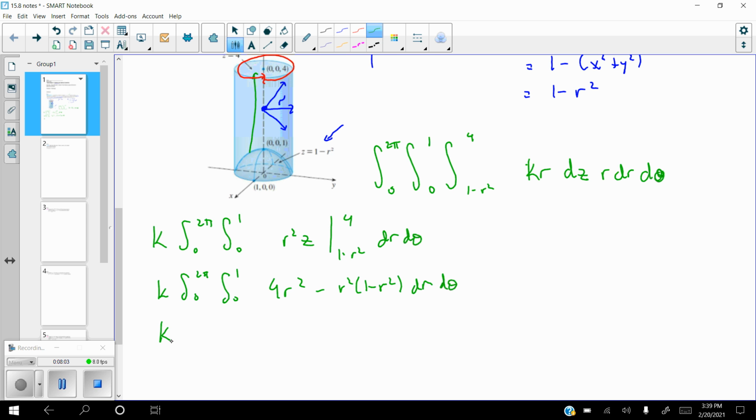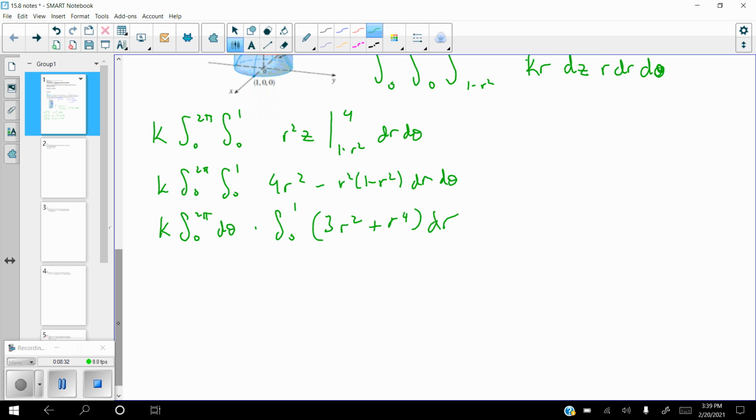So we're going to have k integral from 0 to 2 pi of d theta times integral from 0 to 1. Let's see, distributing that r squared into the parentheses is going to give me a 4r squared minus r squared, so that's going to be a 3r squared. And then it's a negative r squared times another negative r squared, so that's plus r to the 4th dr. Okay, and at this point, I am assuming that we can see and do these things pretty well by now without having to write every single little step. I'm hoping you guys can see the algebra and stuff there.